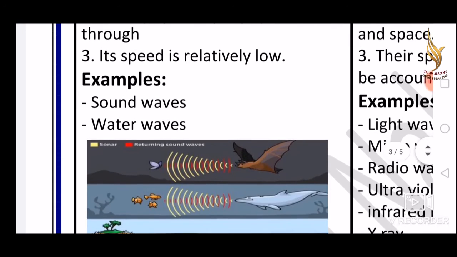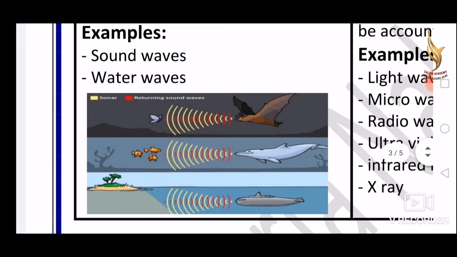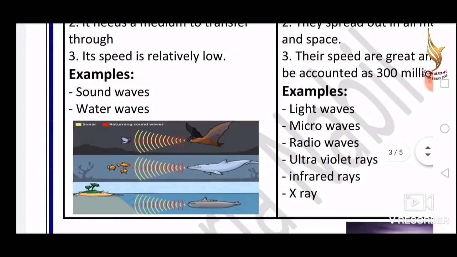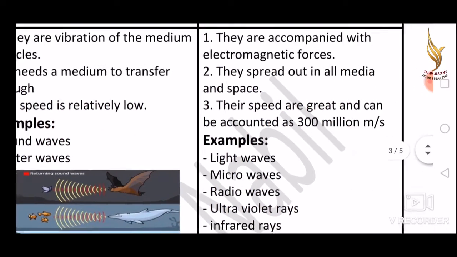Examples of mechanical waves are sound waves and water waves. Look at this sound wave. Sound waves need a medium like water or air. So mechanical waves need a medium to transfer through.